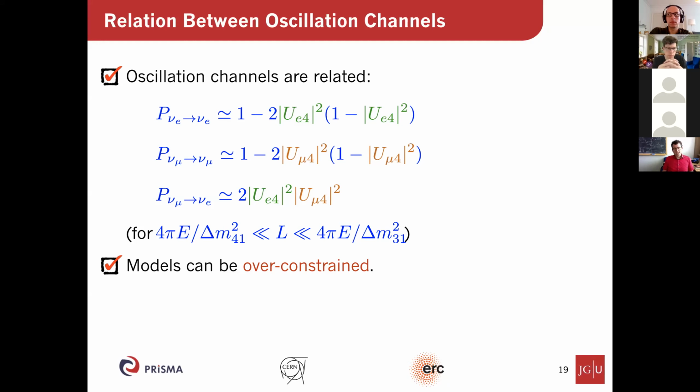The top two channels, electron neutrino survival and muon neutrino survival, depend on only one of those matrix elements. So for instance, if you look at the nu e to nu e channel, you see it's 1 minus a small quantity that accounts for the possible disappearance of electron neutrinos into the sterile neutrinos. So in this very simplified picture, we now have three observables, three oscillation probabilities, depending on only two parameters. So the models can be over-constrained.